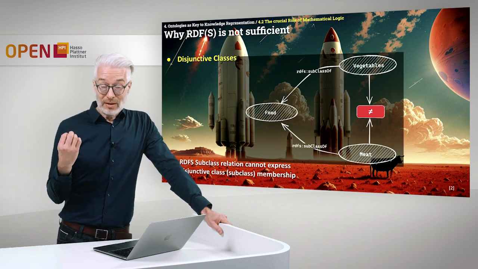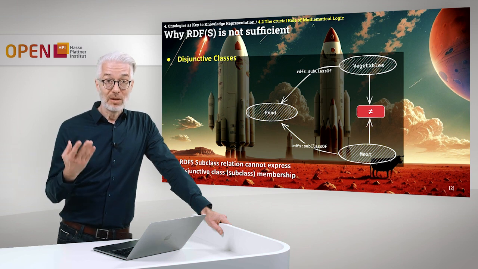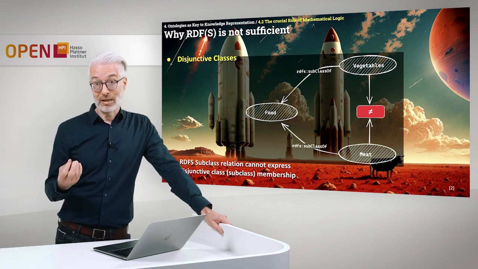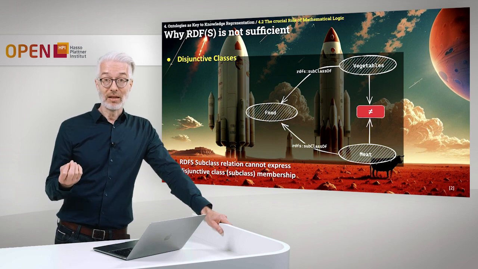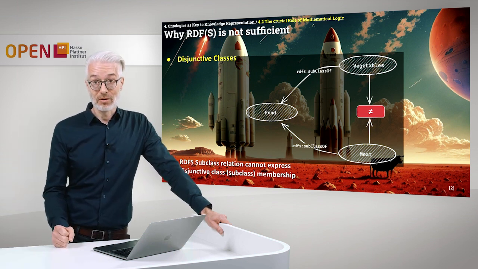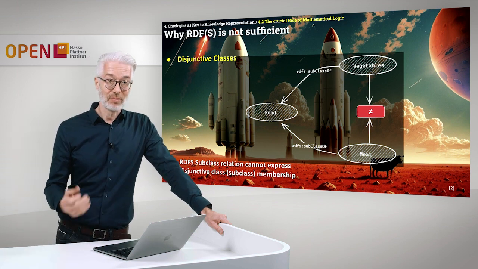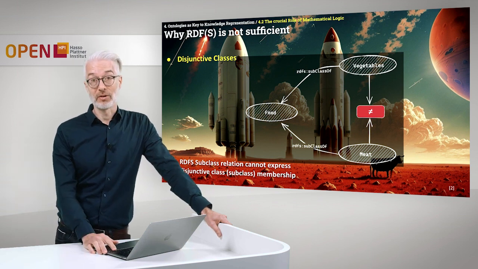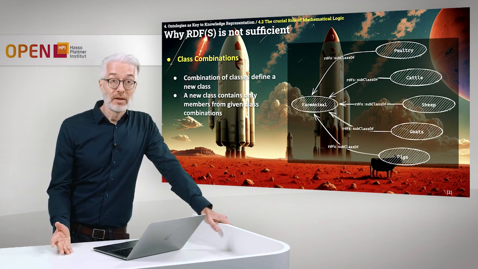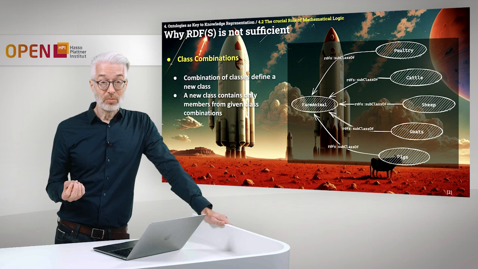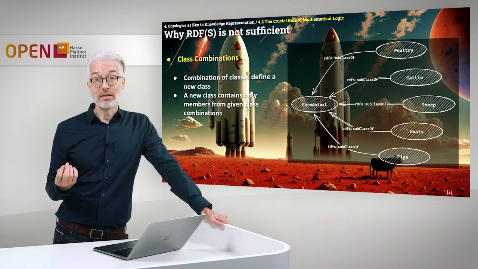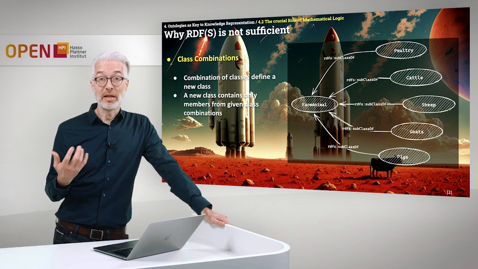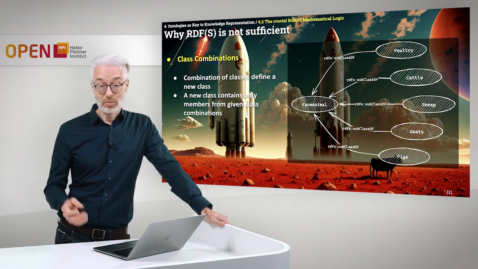You might remember already disjunctiveness. So for example, vegetables and meats, of course, these classes are disjunctive because an item of meat is never, of course, also a member of the set of vegetables. So this is usually not the case. And the RDFS subclass relation cannot express disjunctive class or subclass memberships. So disjunctive classes is also a thing we can't do. Another thing would be to define a class by the combination of other classes and say then that the new class contains only members from the given classes and nothing else. So these kind of class combinations and enumerations are not possible in RDFS.